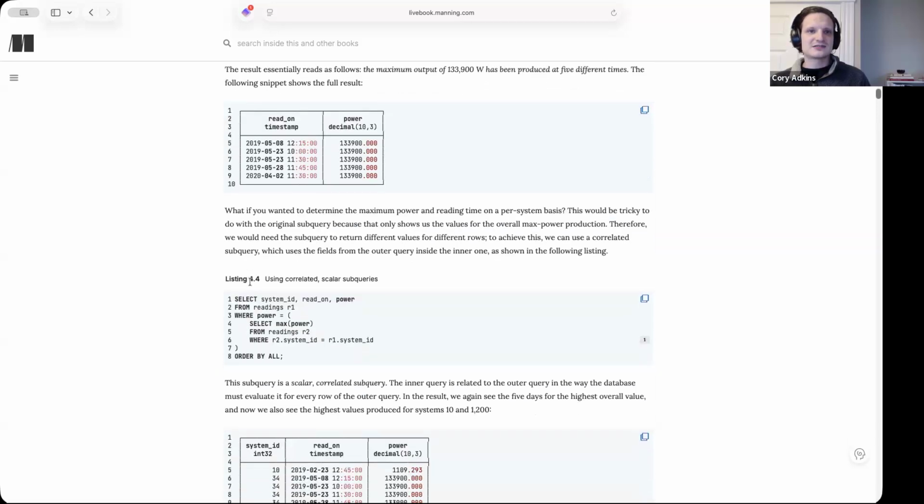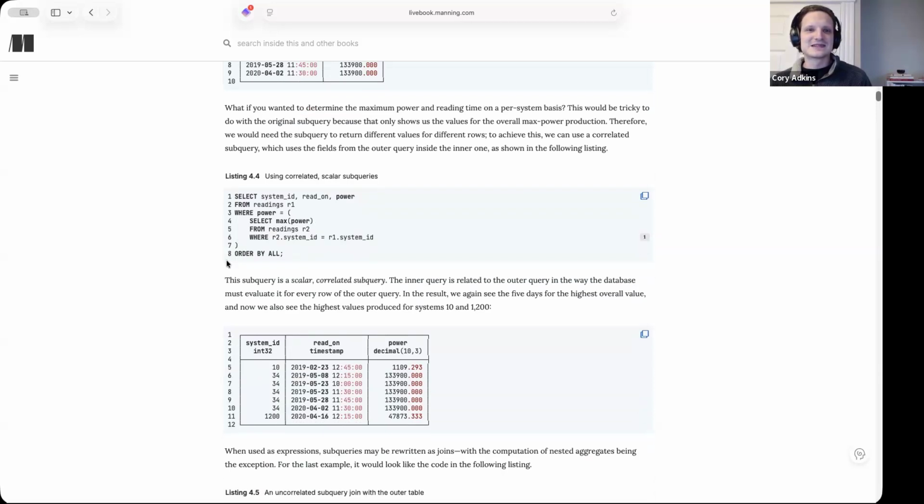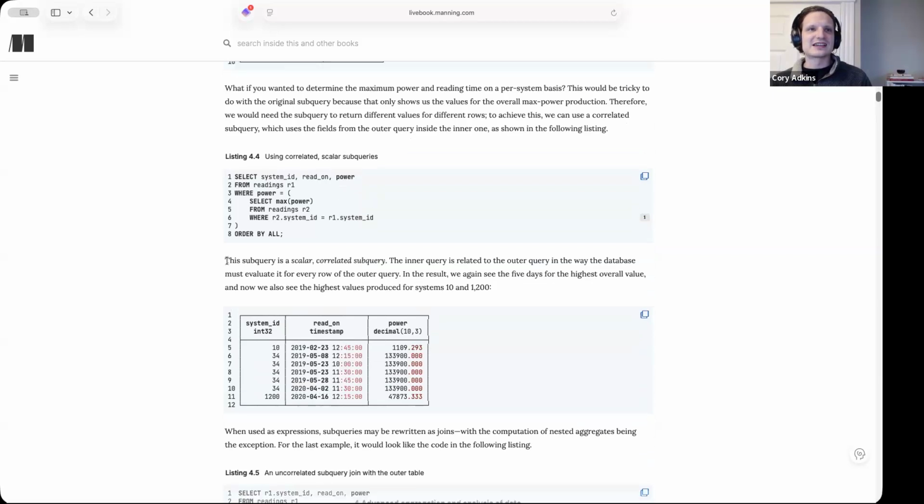So this is a discussion of correlated versus uncorrelated, and also scalar versus tabular queries. But I guess the idea is just to be conscientious of whether or not a function returns a scalar value or a tabular value.